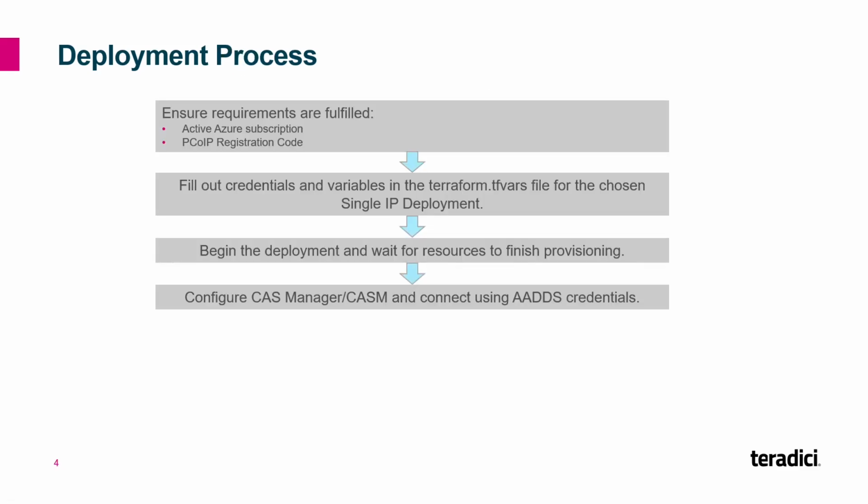So here are the actual deployment steps. The only requirements that you'll need are an active Azure subscription and a PC over IP registration code. You'll then need to fill out some credentials and variables before deploying, and then configure workstations for the actual PC over IP connection. I won't go into more detail on this part since I'm going to demo it right after this, but this should cover the very basics.